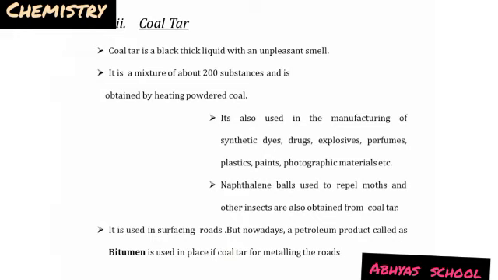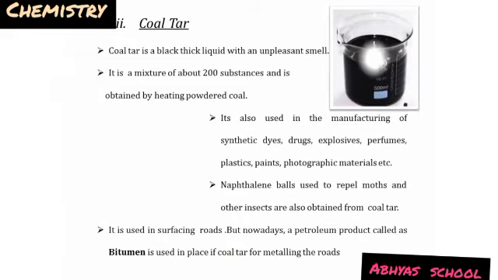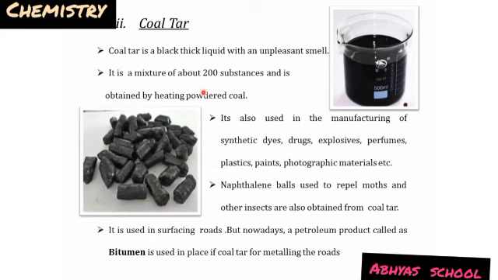The second product is coal tar. Coal tar is a black thick liquid with an unpleasant smell. It is a mixture of about 200 substances. That is, it consists of different carbon compounds like naphthalene, benzene, etc. and it is obtained by heating powdered coal. Uses of coal tar include the manufacturing of synthetic dyes, drugs, explosives, perfumes, plastics, paints, photographic materials, etc.